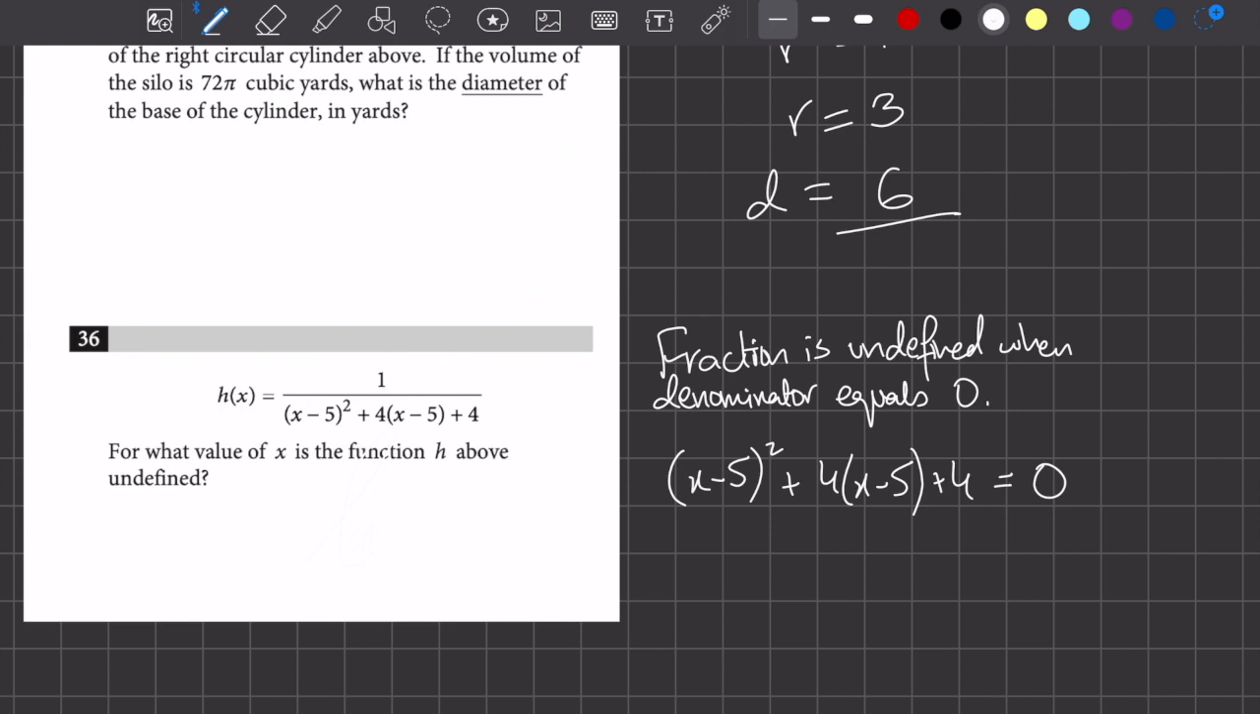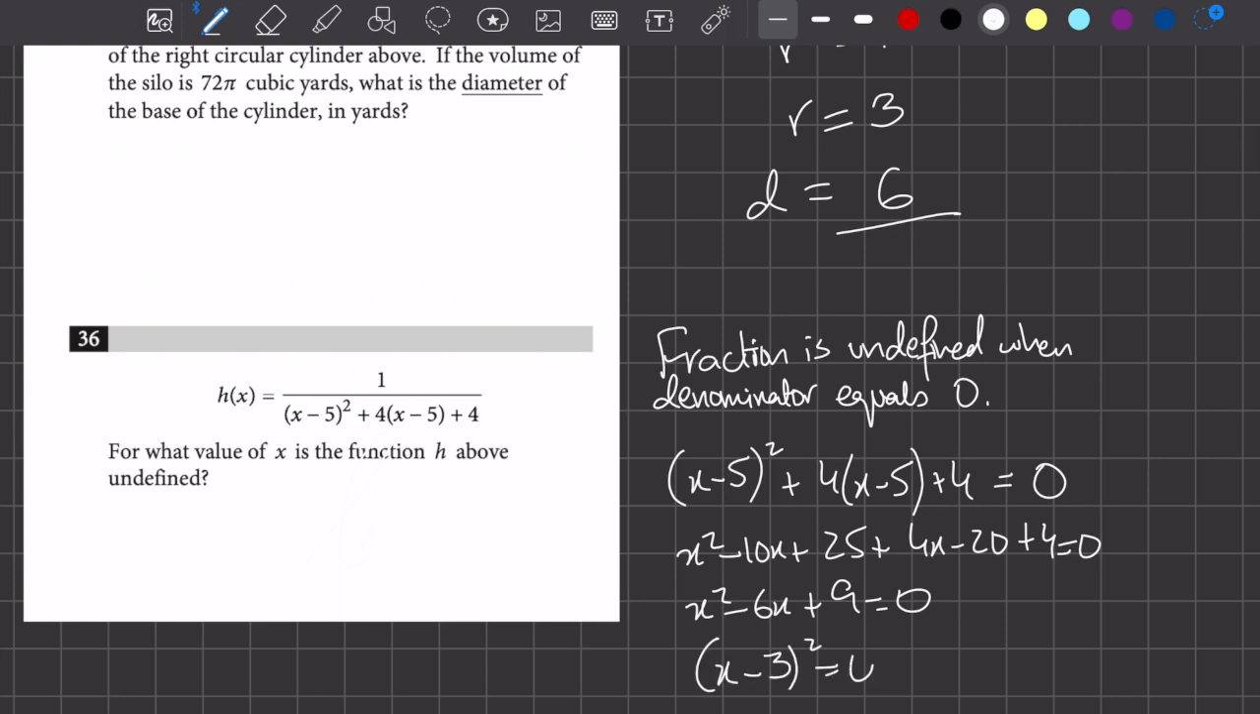Moving on to question 36. A fraction is undefined when the denominator equals 0, so we equate the denominator to 0. We expand it and simplify. This gives a quadratic equation, which can be factorized to give x minus 3 whole squared. This is 0 when x is 3, and that is our answer.